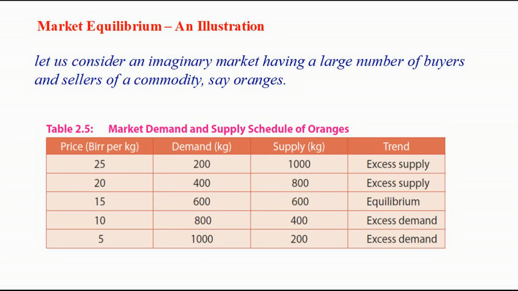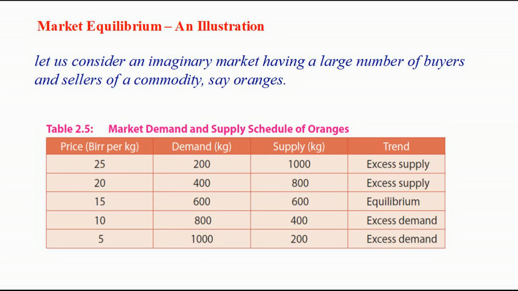Again, at price 5, the demand becomes more. It's around 1,000, but the supply becomes 200. Again, there is excess demand. Now, we can say that at the equilibrium point, the quantity demanded and quantity supplied become equal. And this is the market price that equates the quantity demanded and quantity supplied.